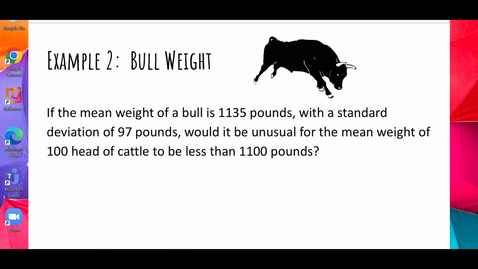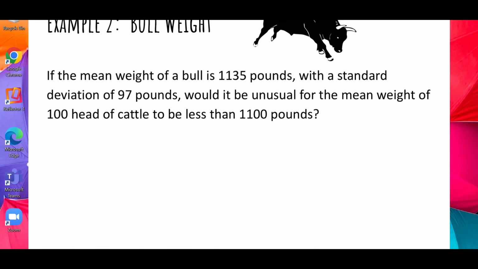All right, let's look at the next one. If the mean weight of a bull is 1,135 pounds with a standard deviation of 97, would it be unusual for the mean weight of 100 head of cattle to be less than 1,100 pounds? So first off, it doesn't say anything about a normal distribution here, and if you think about it, it doesn't have to, because if the sample size is big enough, in this case, what is the sample size? It's 100 head of cattle.